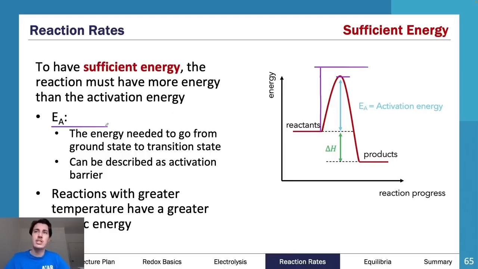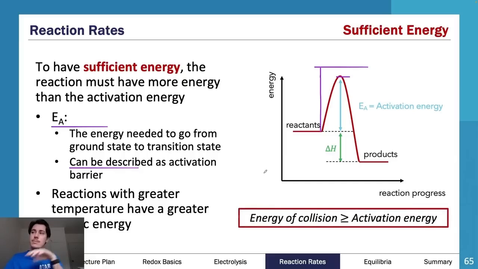The activation energy can be referred to as Ea, and this is the energy needed from ground state to transition state. The transition state is up here. It can be described as an activation barrier. Reactions with a greater temperature have a greater kinetic energy and are therefore more likely to get above the activation energy. That's why warm mixtures are easier to work with in terms of reactions. So as you can see here, energy of collision is greater than activation energy. That's stuff you need to know.